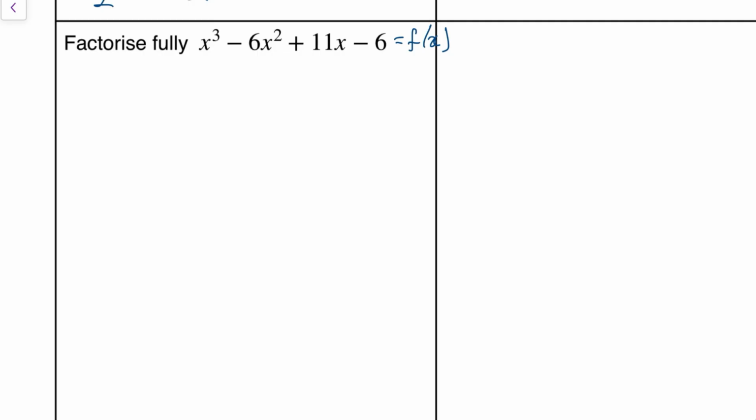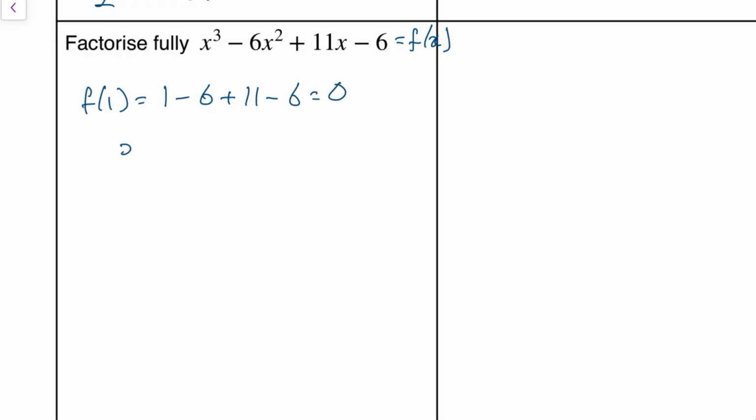And if I think about it, 1 minus 6 plus 11 minus, okay. That was me just doing the practice: f of 1 is equal to 1 minus 6 plus 11 minus 6, and that's equal to 0. And so that means by the factor theorem that x minus 1 is a factor of f of x, which means therefore I can factorise. Now you may not be comfortable with this, so I'm going to do this in one go and explain what I'm doing.